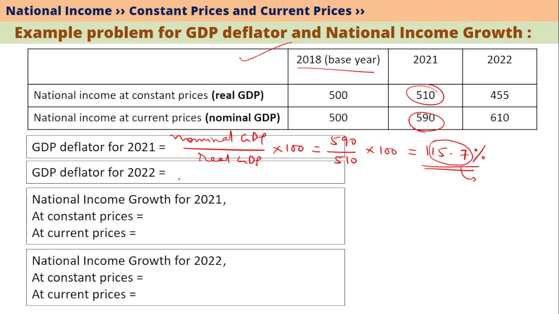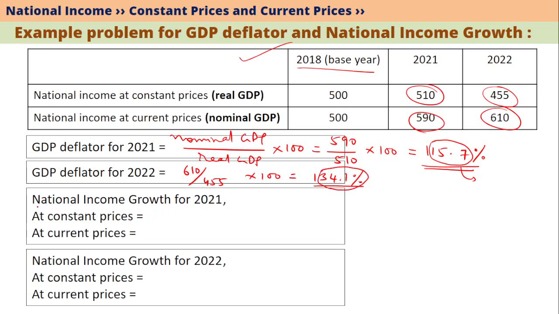Similarly, GDP deflator for 2022 is nothing but 610 divided by 455 into 100. So 610 divided by 455 into 100, this is nothing but 134.1%. So we can say GDP deflator for 2022 is 134.1%, or the prices have grown in the entire economy by 34.1%.